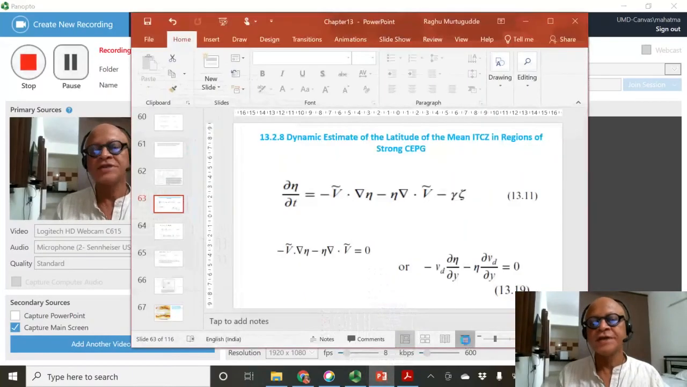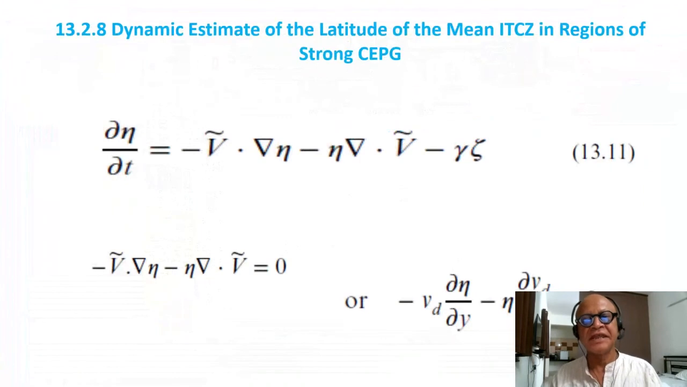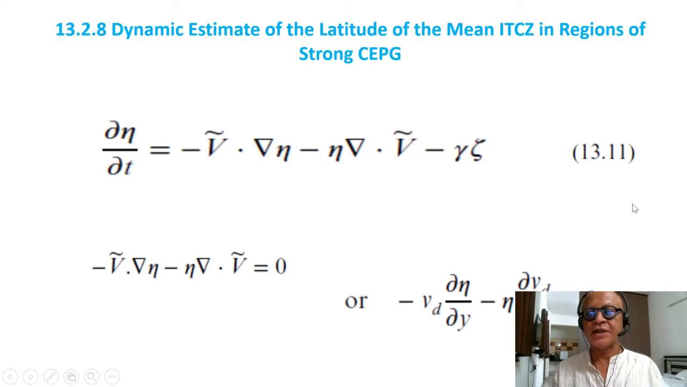Okay, so how do you estimate the latitude of the mean ITCZ in the regions of strong CEPG? Strong CEPG, because there is vorticity advection, and that position of the ITCZ is related to these terms of vorticity advection, which we looked at in 1311, where we said the variability of absolute vorticity was related to the advection of absolute vorticity and vorticity's vortex tube stretching and the dissipation term.